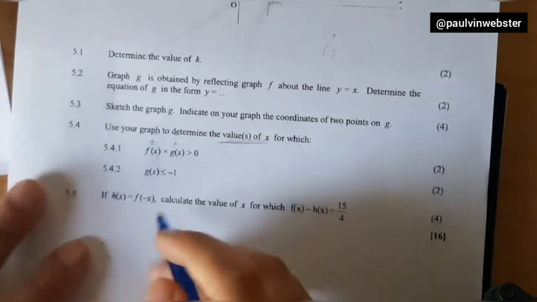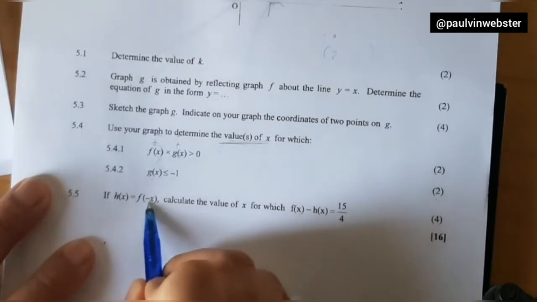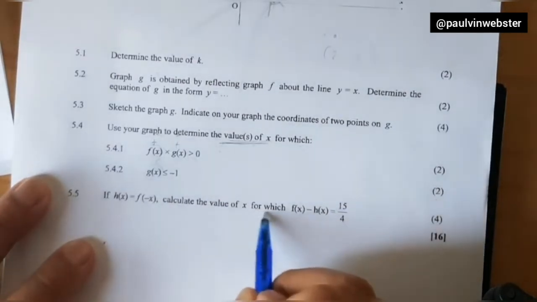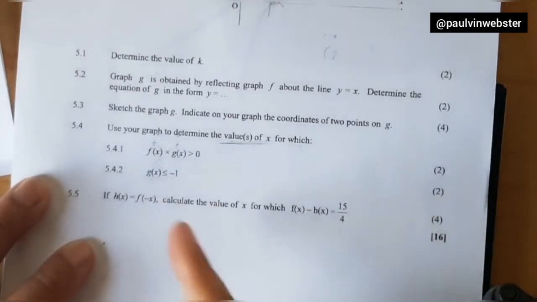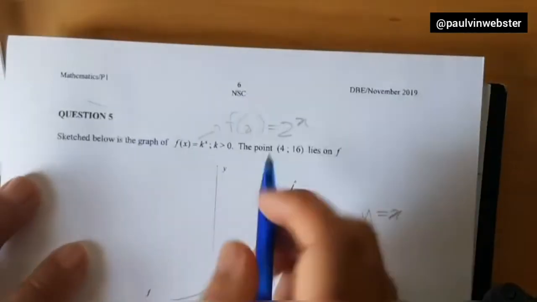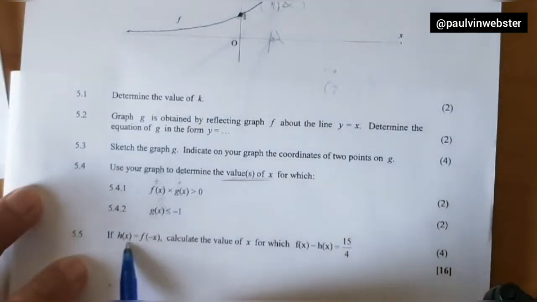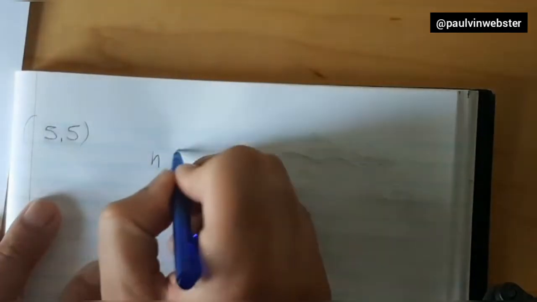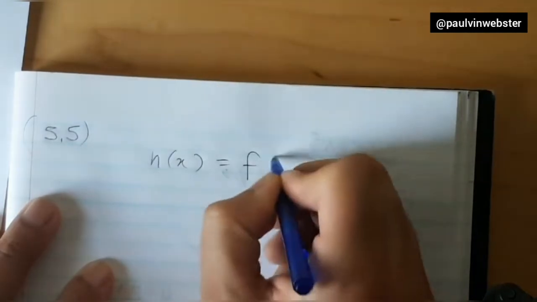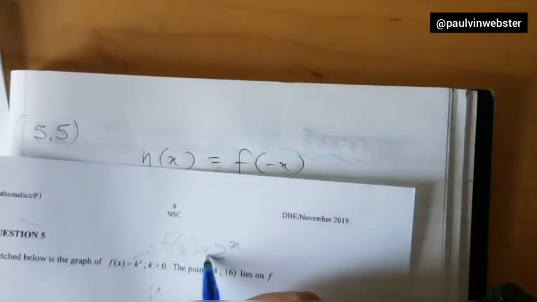Here they say if h of x is equal to f, inside the brackets is minus x. Calculate the values of x, for which if we subtract those two equations, the new one that we're talking about here and the original one, which is 2 to the power of x, we're supposed to get 15 over 4. So let's write this down mathematically. So the new equation that was introduced here, h of x is equal to f of minus x. But remember, in the beginning it was given that f of x is equal to 2 to the power of x.